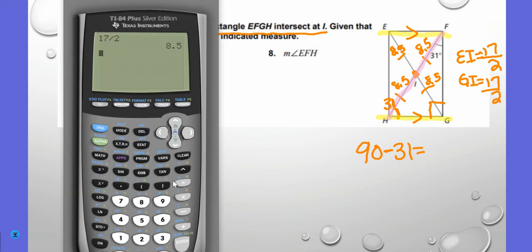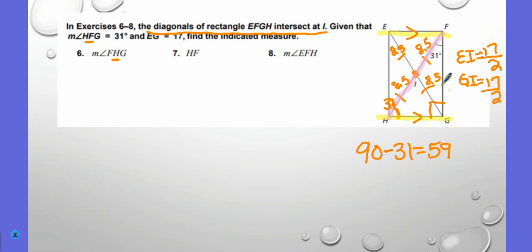But what do we know about a rectangle? We know that in a rectangle, this little box right here is 90 degrees. And we already know a piece of it is 31. So I'm just going to say 90 minus 31 would give me what I need for this little piece here, since I know this side is 31. So let's go look. 90 minus 31 is 59. So we know this piece here is 59. So this angle is 59.